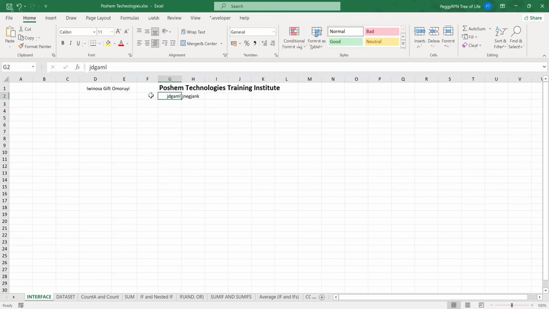For example, I want to copy this. To copy is Control C. All right, Control C. Now you see this box dancing here. That means it has copied. I can come here now and click and press Control V to paste. You can see that it has copied now.